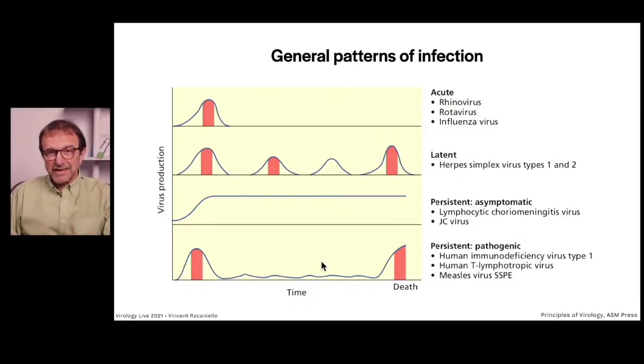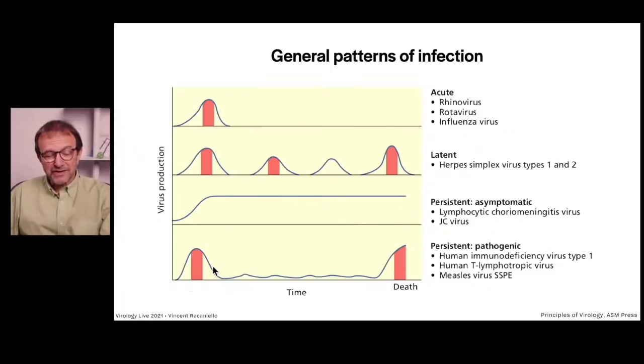And then the last panel is HIV/AIDS. I'm not sure why it's called persistent pathogenic. Frankly, this is from Principles of Virology, and this has been in it for the life of the textbook, 5th edition now. But this is just another form of a persistent infection.